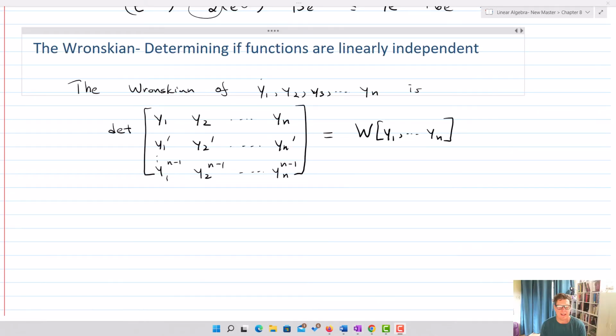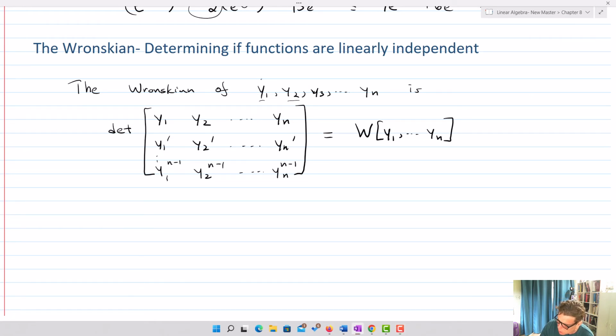So in order to answer that question, we're going to go to the Wronskian. When we talked about determinants, we did talk about the Wronskian. If you remember, it's the determinant of, if we have functions y1 through yn, the determinant of this matrix.